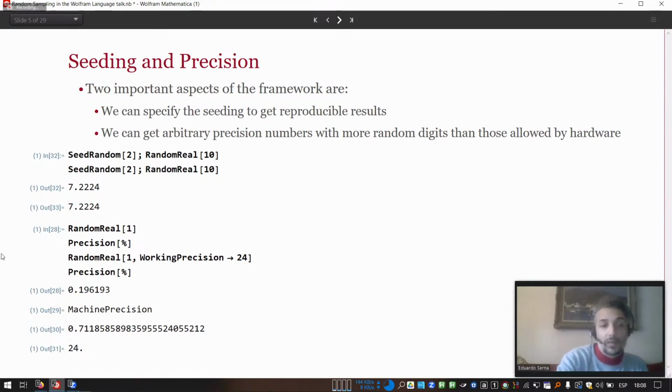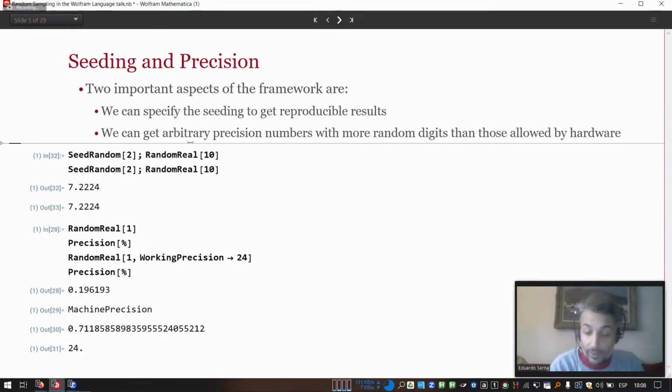And this is done in the Wolfram language by using SeedRandom. Once we specify the seed, all of the random numbers that are computed following that seed will be the same. So if we do the same thing twice with the same seed, we will get the same random real.